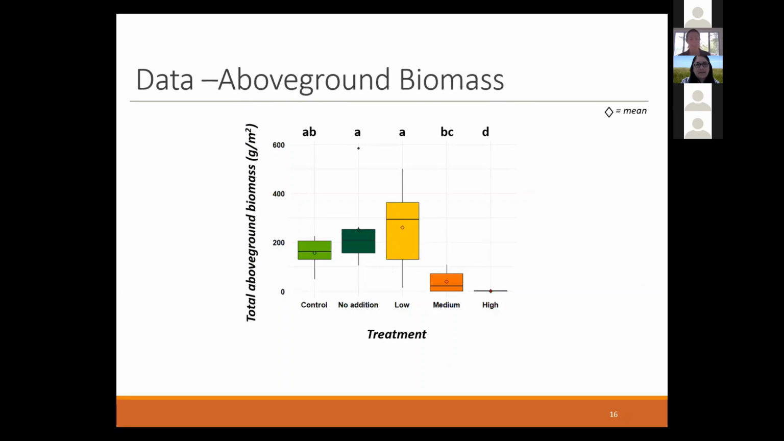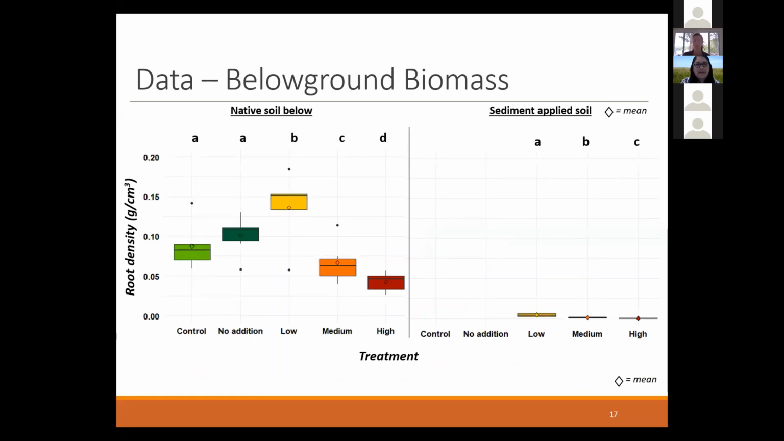Combining stem density and stem height, we also calculated total aboveground biomass. And what's interesting here is that in the low treatment, there was no difference between the controls and the no addition. So there may have been a difference made up. This is just reiterating the point that the stem height in the low may have made up for the difference in stem density when it comes to actual physical biomass.